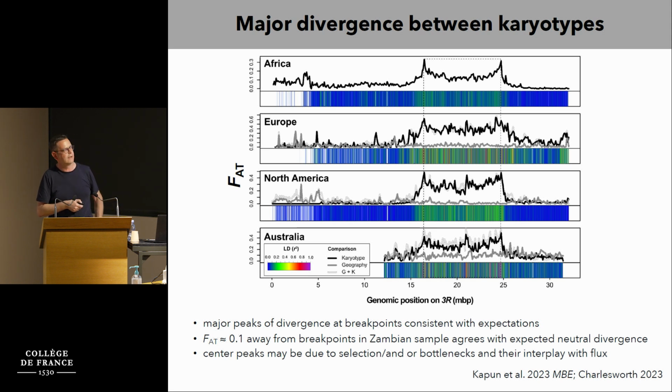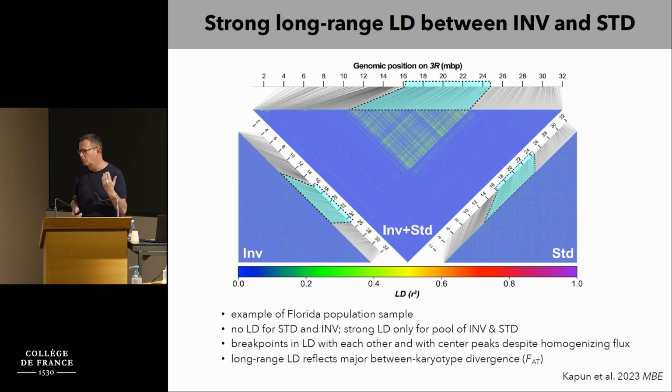On the other hand, given enough time, these peaks should have become homogenized. And so it's a matter of timing. But overall, these patterns are also consistent with long-term balancing selection. So similar patterns can be seen when we look at linkage disequilibrium. In fact, the patterns for linkage disequilibrium sort of match the patterns for divergence.